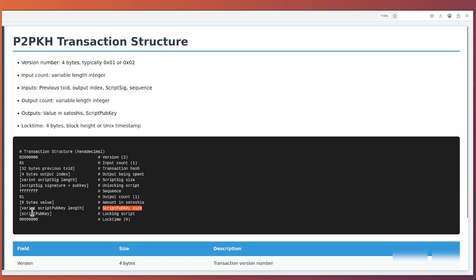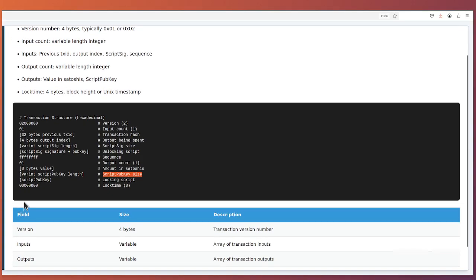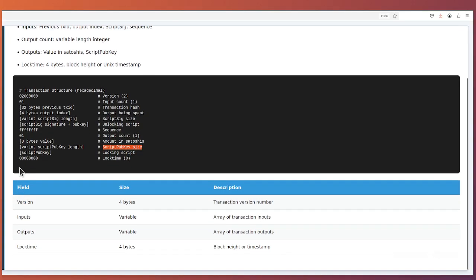For P2PKH outputs, this script contains the hashed public key of the recipient and the instructions for how to unlock these funds. The transaction concludes with a 4-byte locktime field, which can specify either a block height or a Unix timestamp before which the transaction cannot be included in a block. A lock time of 0 means the transaction can be included immediately. This entire structure must be serialized in a specific byte order, hashed, and signed to create a valid Bitcoin transaction that nodes will accept and miners will include in blocks.